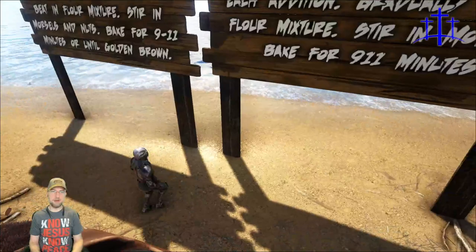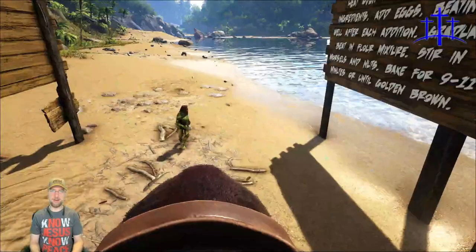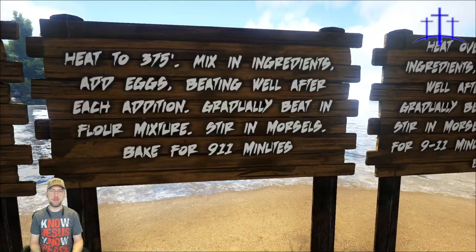Who puts nuts in their chocolate chips? Right? Oh, see? Overwhelmed by looking at six things at the same time. Right? Who puts nuts in their chocolate chip cookies? That's just an abomination. Absolutely wrong.